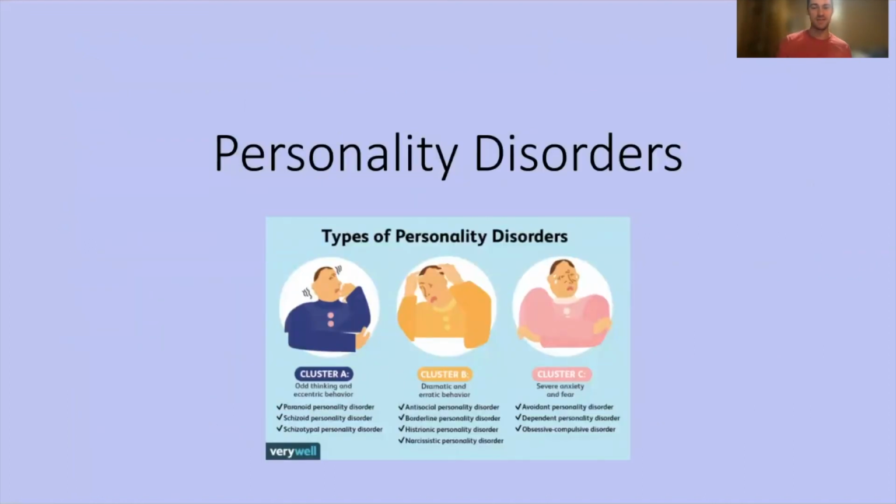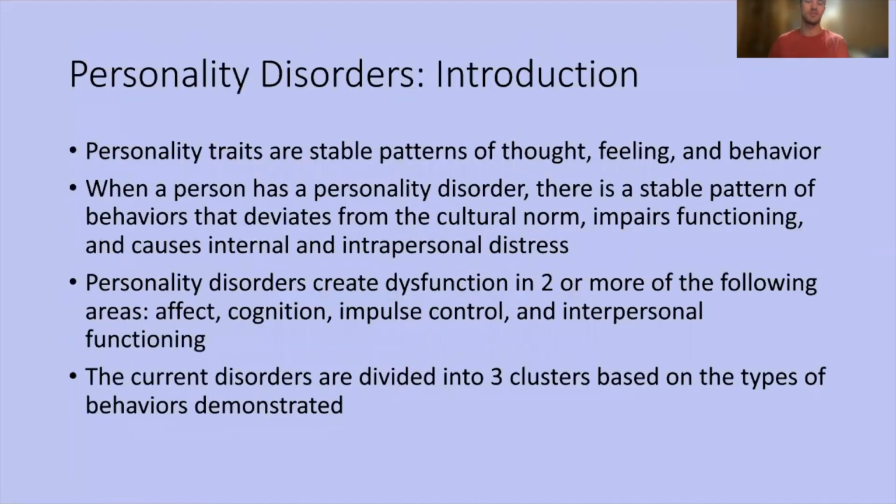And the last section that we're going to talk about tonight are personality disorders. So the personality disorders are actually split up into 3 groups. Personality traits are stable patterns of thought, feelings, and behavior. So when a person has a personality disorder, there is a stable pattern of behaviors that deviates from the cultural norm. It can impair functioning, and it causes internal and interpersonal distress.